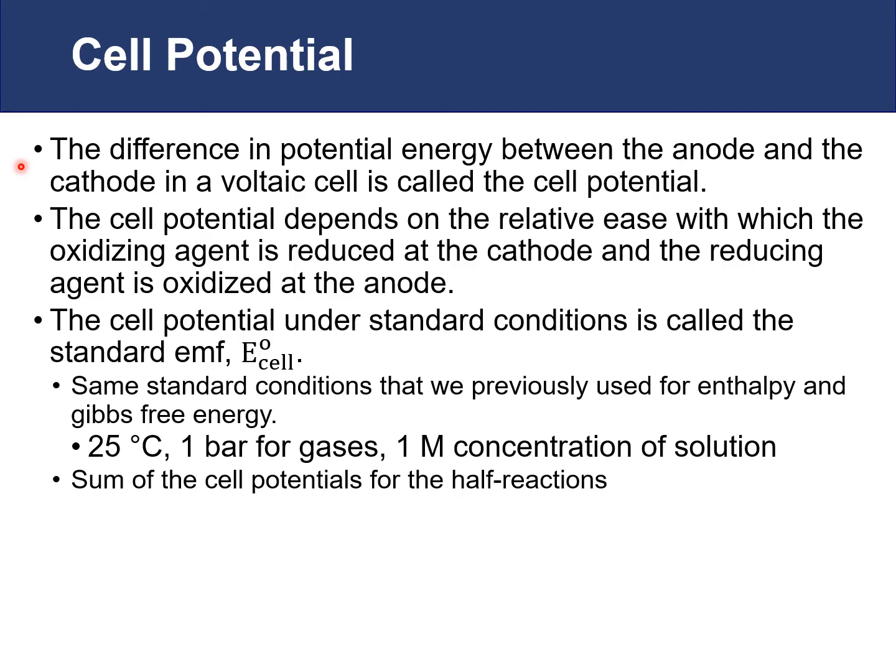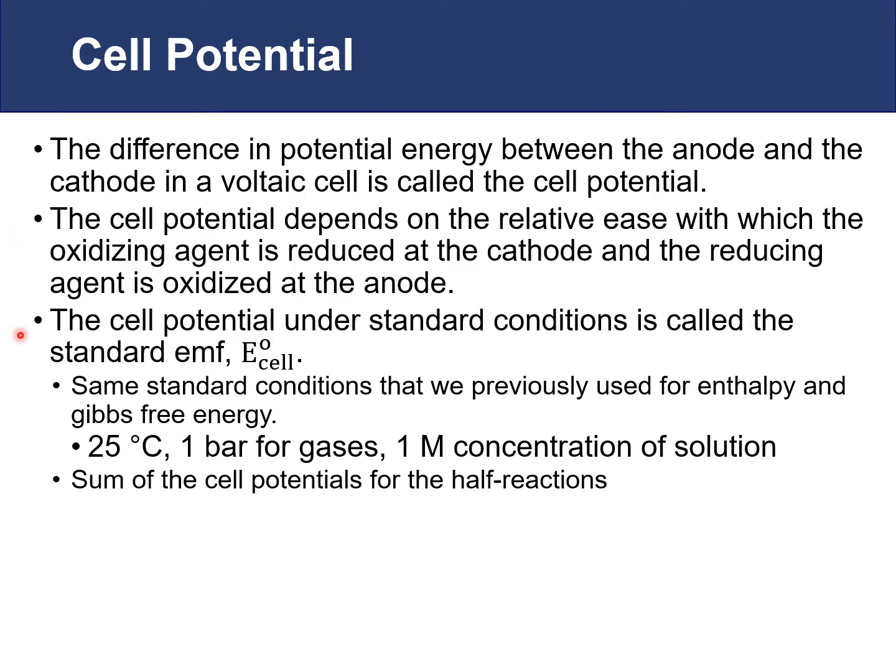So the cell potential can either be the amount of energy that you can get out of a chemical reaction, in the case of a battery, the energy in terms of voltage, or the minimum voltage that you need to supply to an electrolytic cell to get the reaction to start becoming spontaneous. The cell potential itself depends on the relative ease with which the oxidizing agent is reduced at the cathode and the reducing agent is oxidized at the anode.